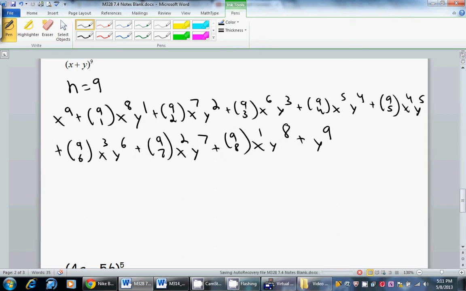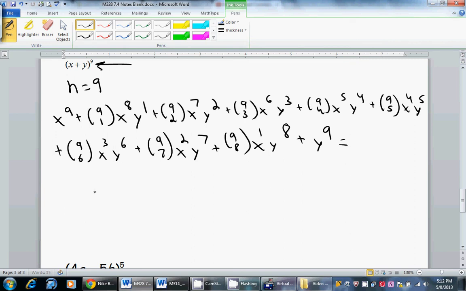Okay? Now, this looks like a lot of work. However, I assure you, it is much easier than foiling out 9 x plus y's. And if you want to do a speed race, we can definitely do a speed race. Now, I don't expect you to do all these binomial coefficients right now, but I know that you could.